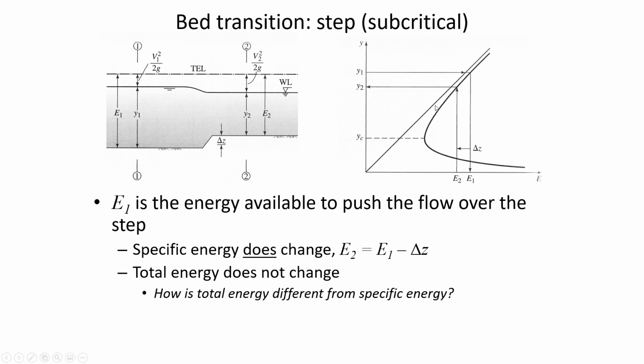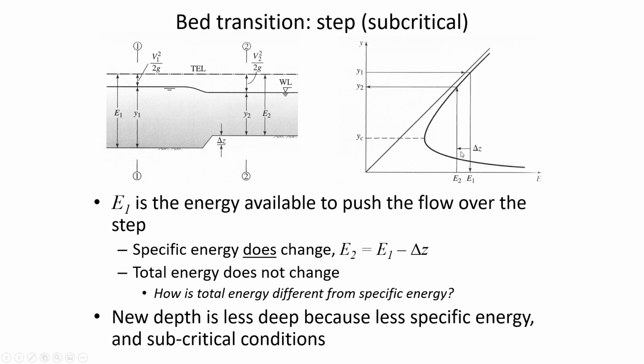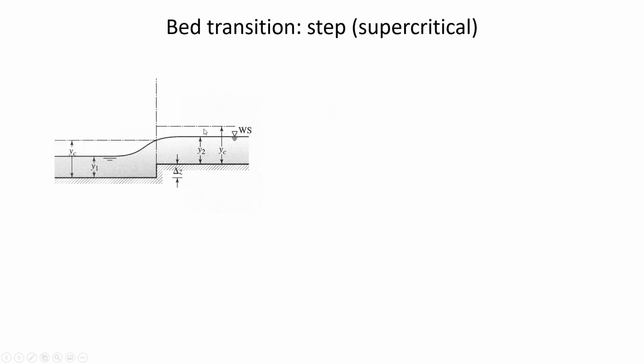Here's our specific energy diagram. You've got a certain amount of energy at 1, and the delta Z moves your specific energy to the left. That explains why, if you had subcritical conditions initially, the depth is going to be lower. But if you had supercritical conditions beforehand, then the flow depth would be bigger, because you'd be moving from this point on the specific energy diagram to the left. So for subcritical conditions, the new depth would be less for a step up.